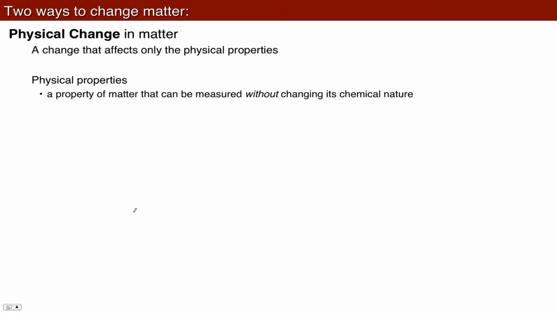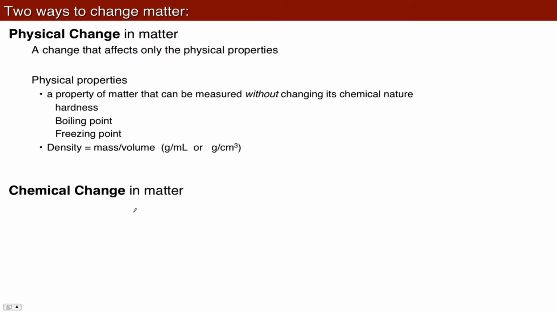So things like hardness or boiling point or freezing point. These are things that we can measure of a substance without changing what it is. All right. Another thing that we can measure is density. And again, this is the ratio of something's mass to its volume. And it's expressed in either grams per milliliter or grams per cubic centimeter.